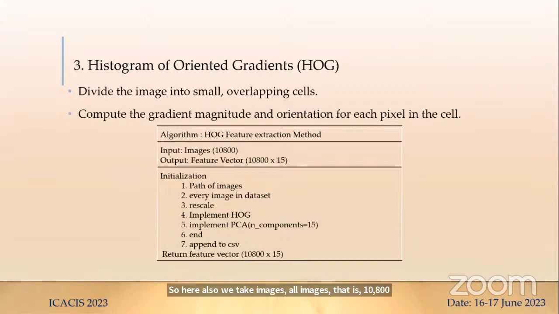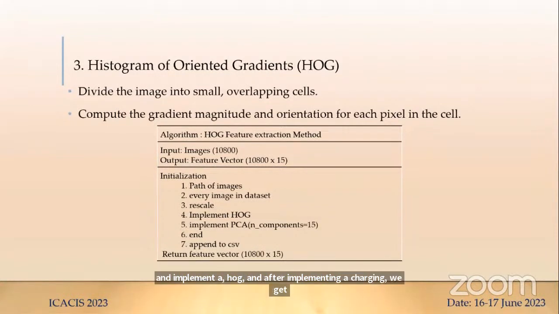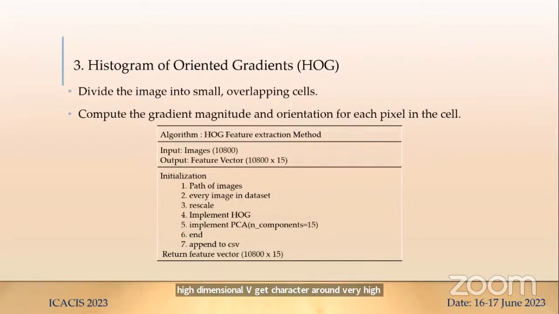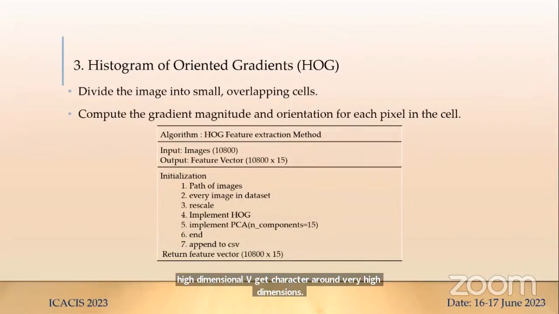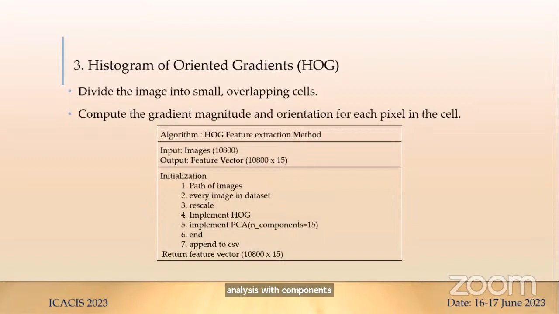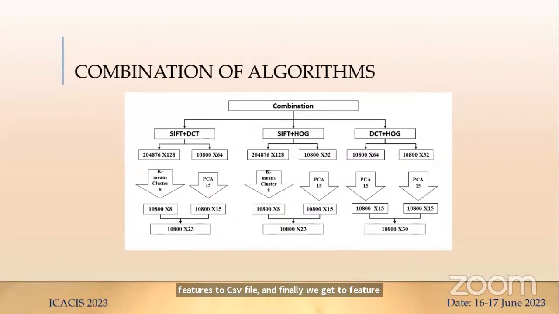First, we give a path of images like DCT, and then we take every image, rescale it to 64x64 and implement HOG. After implementing HOG, we get a feature vector of very high dimension. For reducing that, we use principal component analysis with 15 components, and then we end the loop and append all the extracted features to a CSV file, and finally we get the feature vector of size 10,800 by 15.